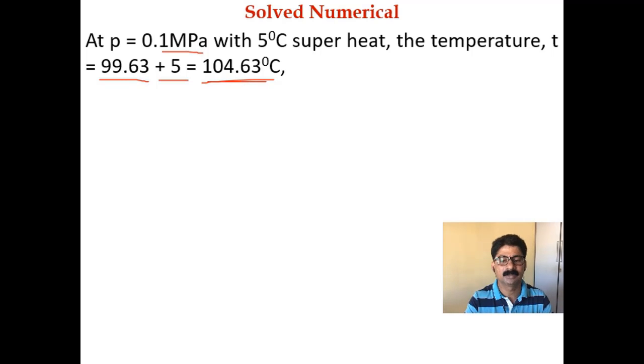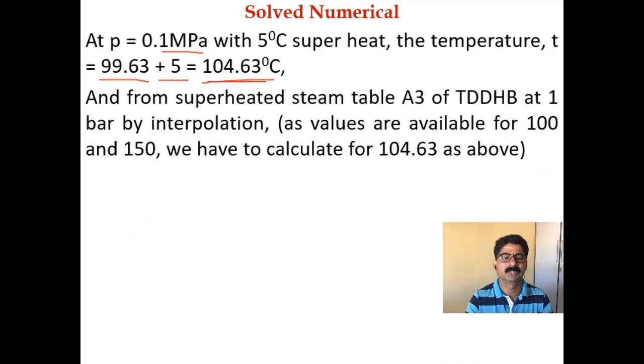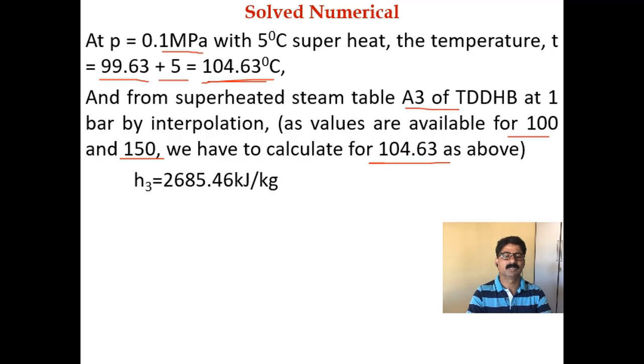Now at this temperature and pressure condition, once again you have to find the value of enthalpy. As I told you earlier, in table A3 the available values are only 100 and 150. So you have to do it for 104.63 like you did above. I am not doing that interpolation part. It is the same as the previous slide, but instead of 120 you write 104.63, and you will get H3 as 2685.46.